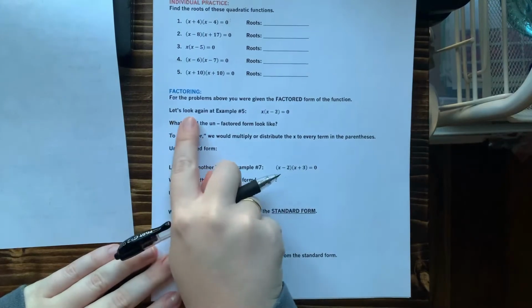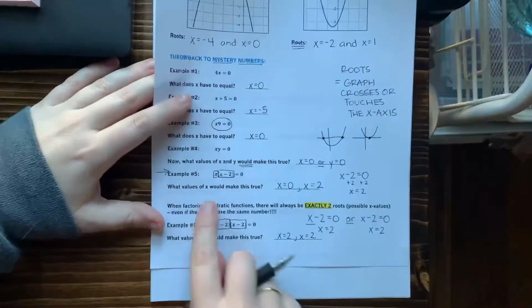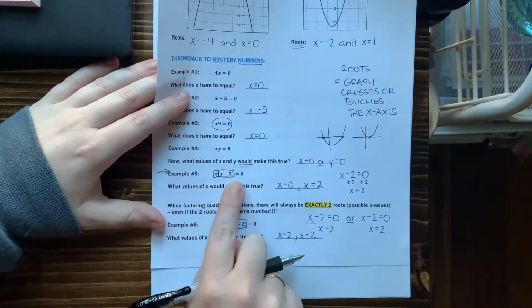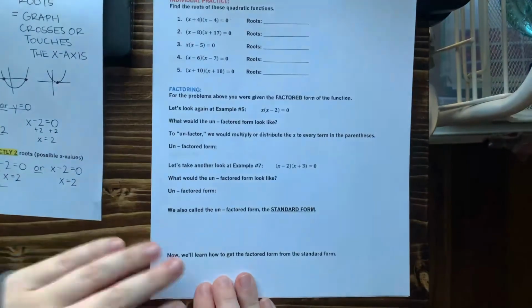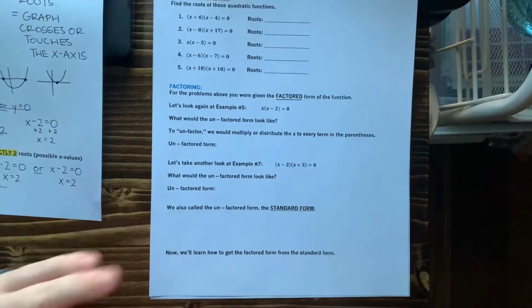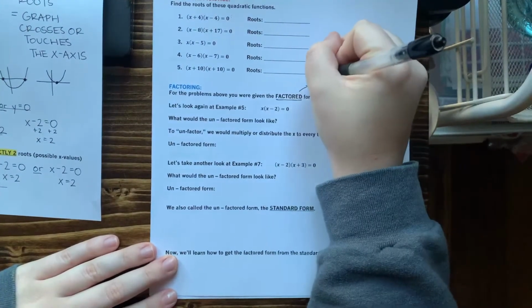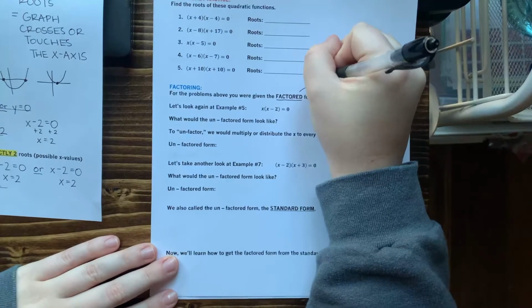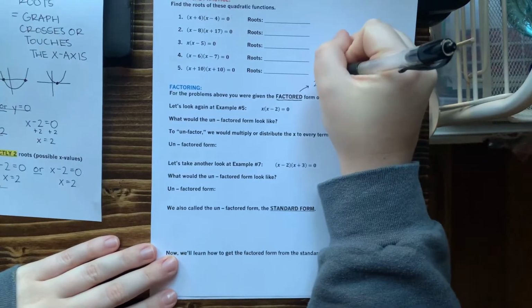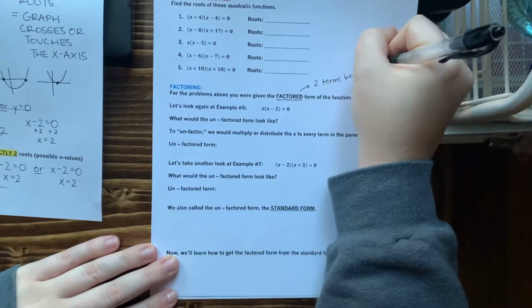So let's look again at example number 5 from over here. Example number 5 said x times x minus 2 equals 0. And so this is a factored form. You have two things being multiplied by each other. Factored form means two terms being multiplied.